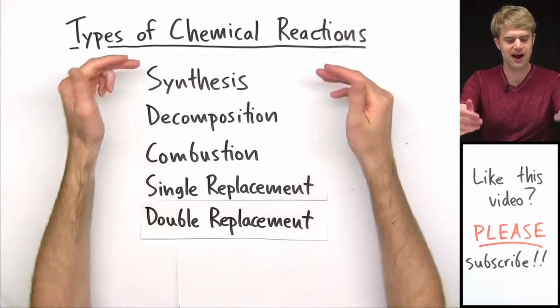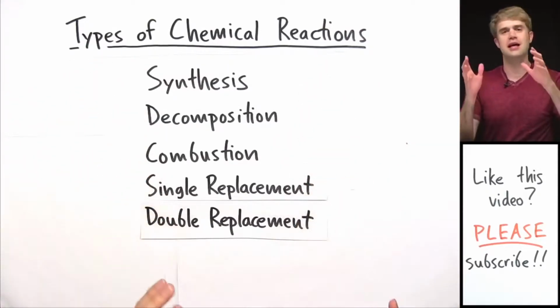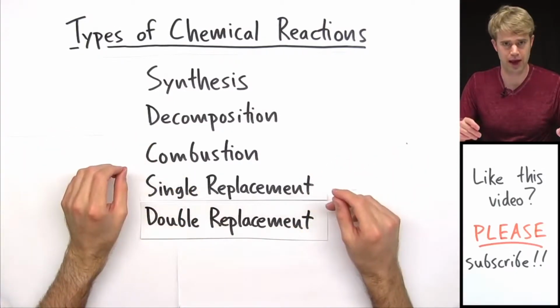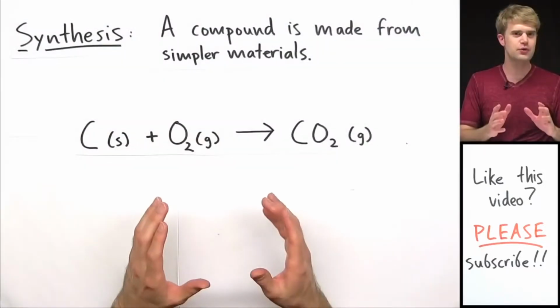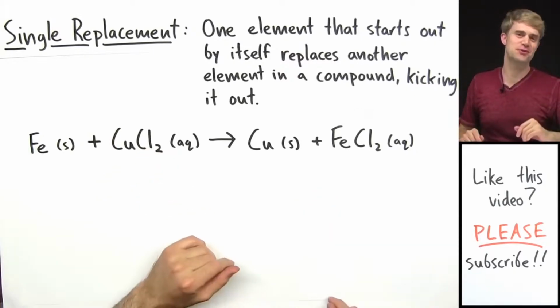Let's talk about these 5 major types of chemical reactions. We'll look at examples of each and learn how to tell them apart so that you can look at a chemical reaction and classify it, figure out what type it is. The first reaction, replacement reactions, break my heart, and in a minute you'll see why.